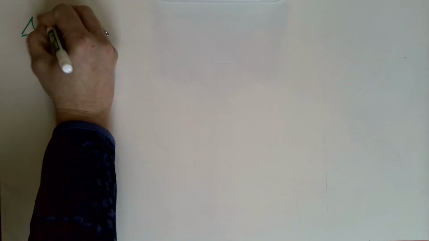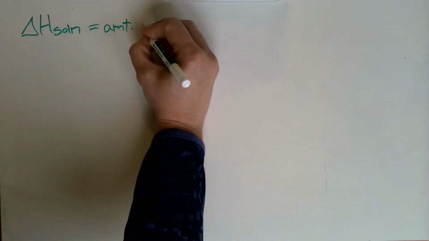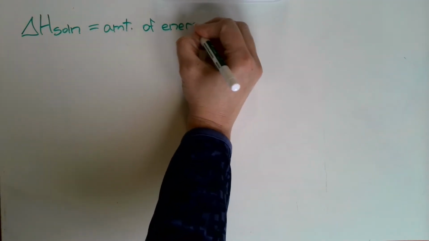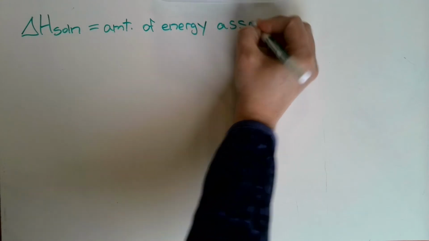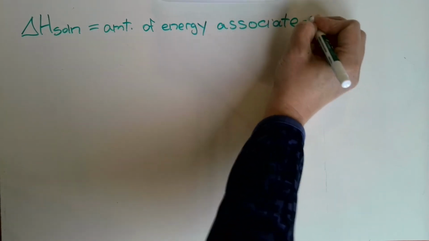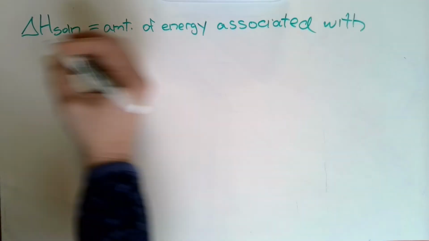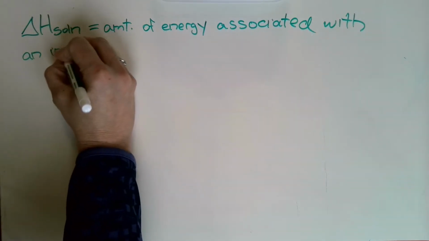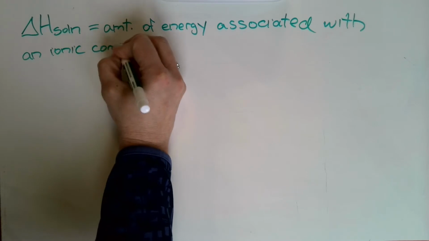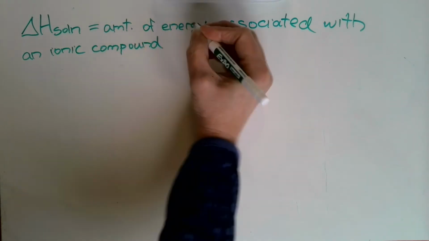In this video, I want to show you how to calculate the heat of the solution, and sometimes it's called the enthalpy of solution. So here's a definition. The enthalpy of solution or heat of solution is the amount of energy associated with an ionic compound dissolving in water.